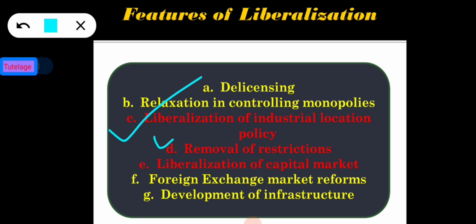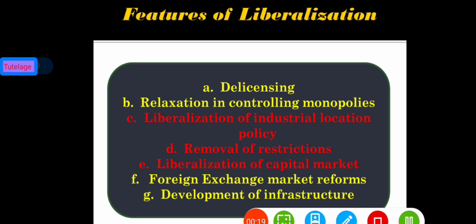So now move on to the fourth point, removal of restrictions. Restrictions on mergers, takeovers, separation of the industrial units, etc. all are removed. So that is the basic feature of the policy of liberalization in the new Indian economic policy 1991.